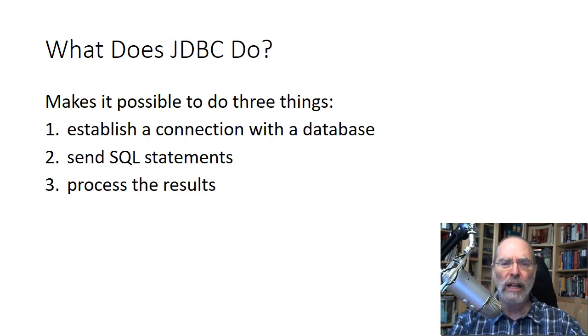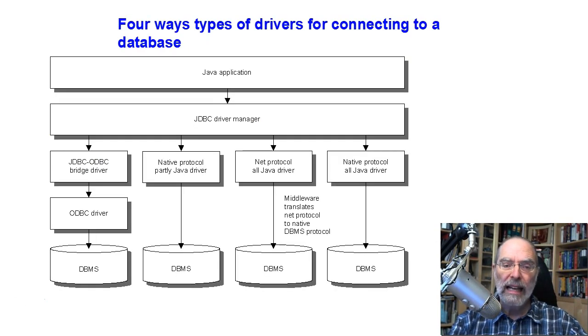So what does JDBC do? Well, as you can see, it makes it possible to do three things: establish a connection with a database, send SQL statements, and finally, process the results. In this chart, we get a sense of the relationship between JDBC and our application.